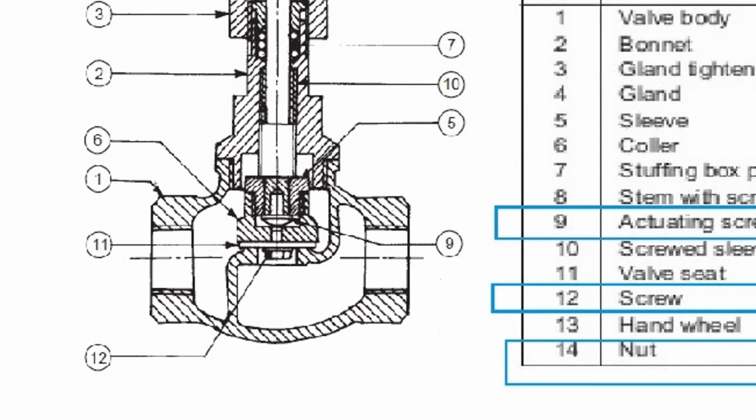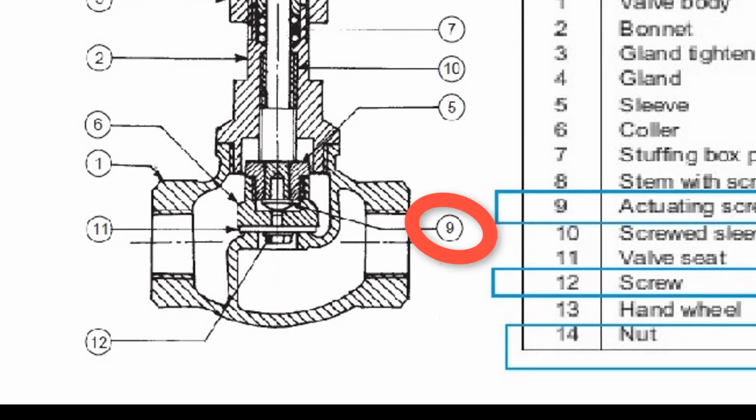During the operation of the hand wheel, the screw number 9 lifts the valve, opens the fluid passage, or screws down the valve to stop the flow from one side to another. The stem number 8 is called the actuating screw.